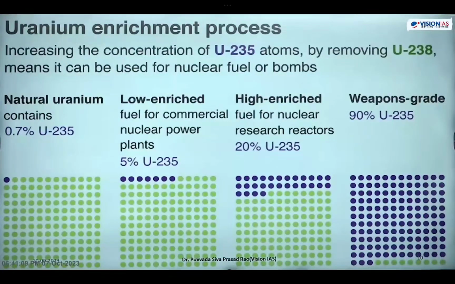Okay, once again I will repeat. Naturally, uranium consists of 99.3% of uranium 238 and 0.7% of uranium 235. At this percentage, it cannot be used as a fuel in nuclear reactors. Hence, the concentration of uranium 235 in uranium 238 will be increased from 0.7% to 3 to 4%. That is known as low enriched uranium. Done, completed? Okay. Low enriched uranium is used as a fuel for electricity generation.